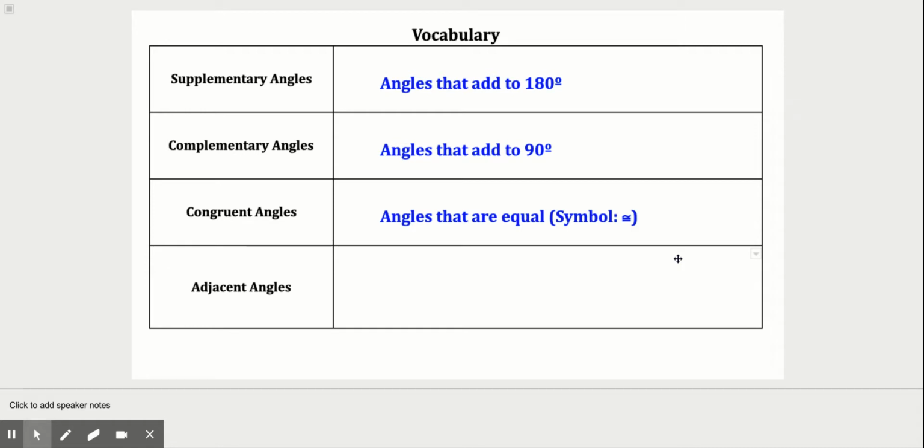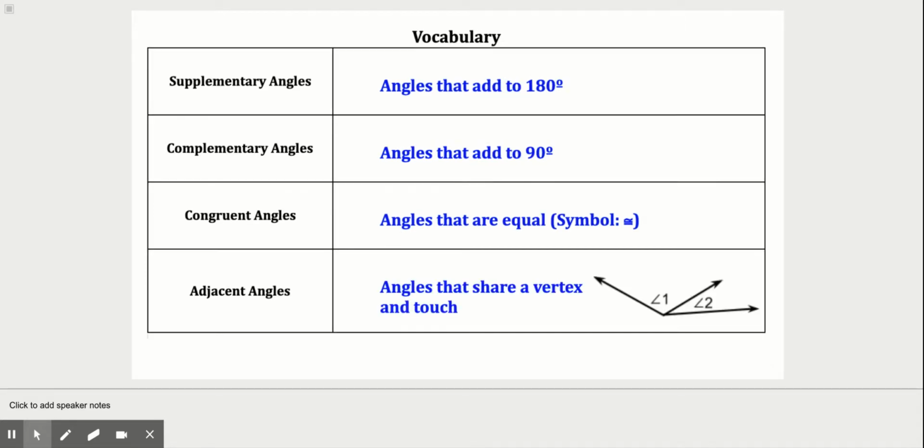The last vocabulary term that we're going to talk about is adjacent angles. Adjacent angles are angles that share a vertex and they touch each other. So in this diagram, you can see that they share this vertex point right here. Both angle 1 and angle 2 share this vertex point, and they're adjacent to each other because they're connected, or they touch along this line right here.